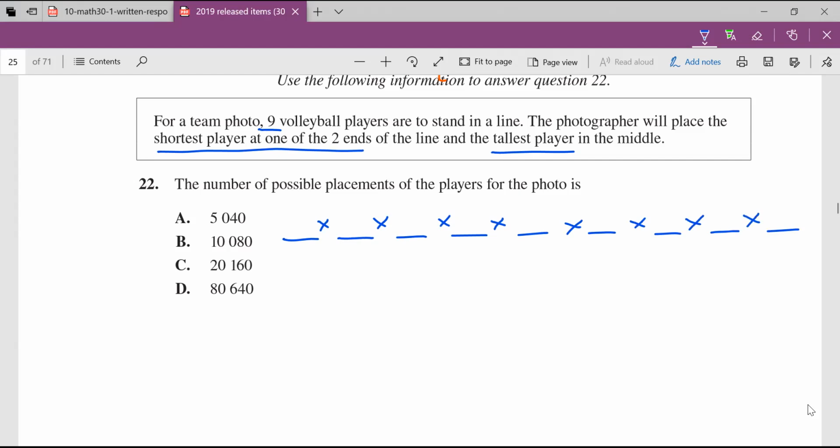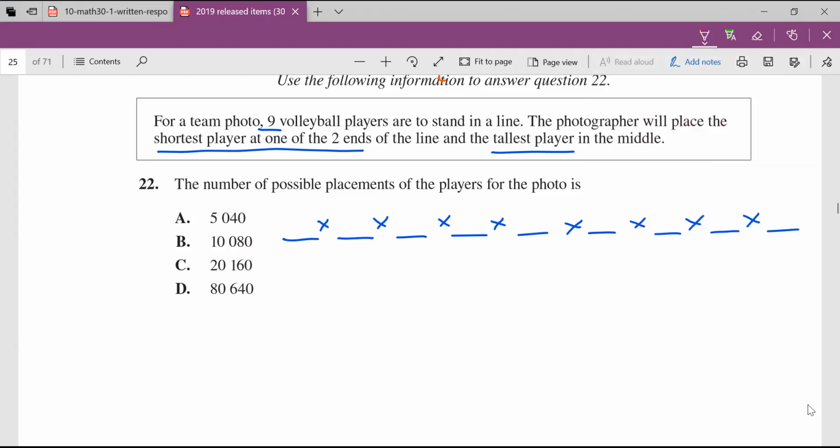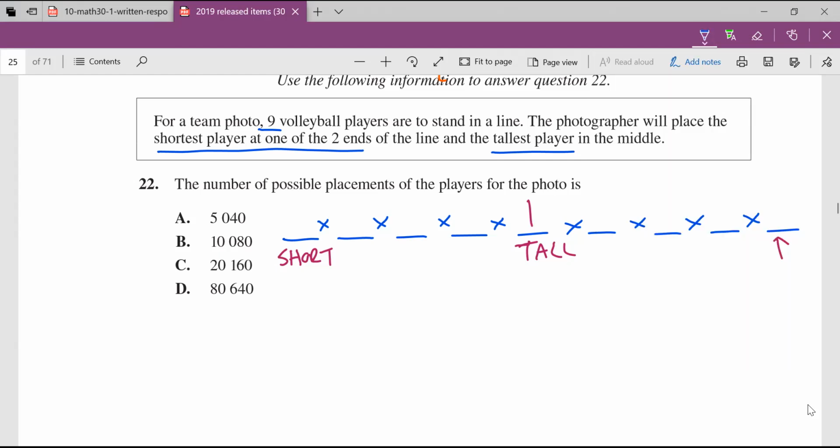And what do we got here? We've got the tallest person in the middle. 1, 2, 3, 4, 5. Here's tallest, right? That's never me. So there's only one tallest person. But then the shortest person could be here, or they could be down at the end. And as soon as I said that word, or, what I want you to think is, or means addition.